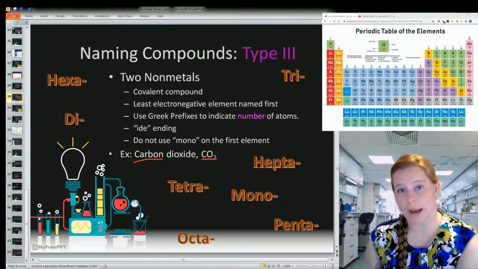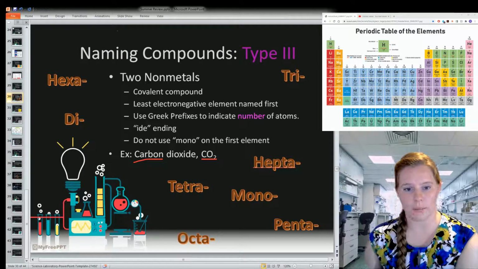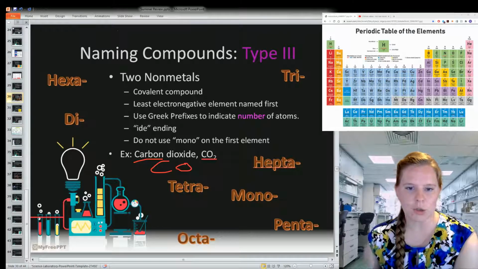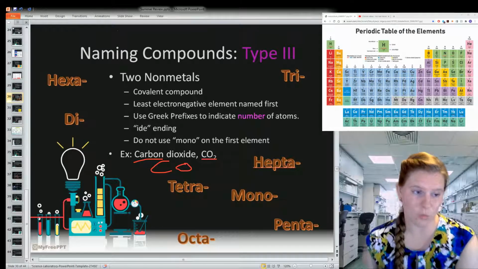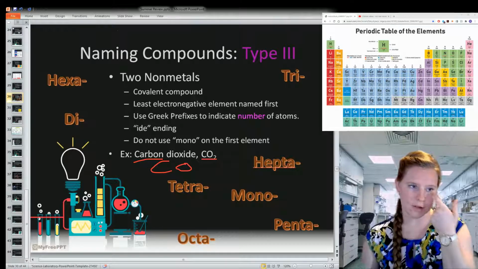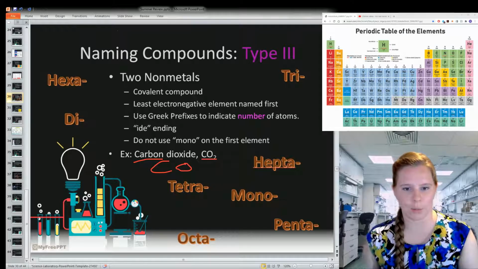If it was on the second one, so like the classic example is CO, carbon monoxide. You can't just say carbon oxide. You do have to put the mono in there. So only use the mono on the second one.